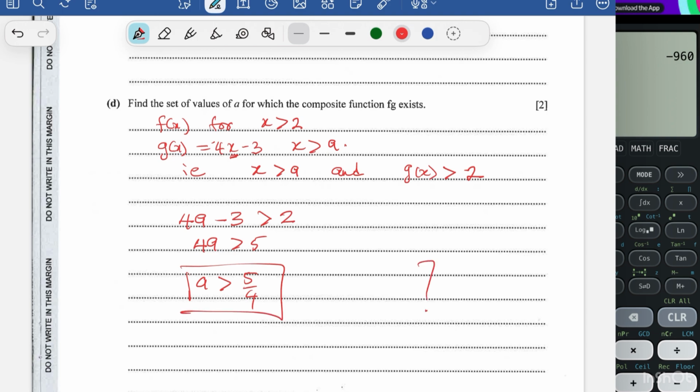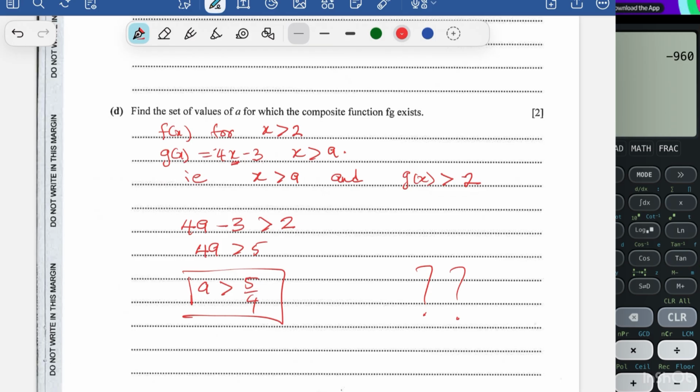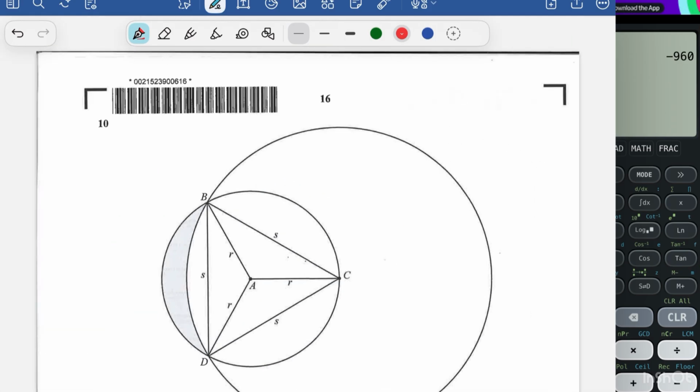Again, this question is the one I'm not that sure of, okay? So the range should be greater than 5 over 4. So I'm waiting eagerly for the marking scheme of this. This is the one, to be honest, I'm not that sure, but I think this is what you should get. Okay, because function is always tricky. All right, so let's move on.